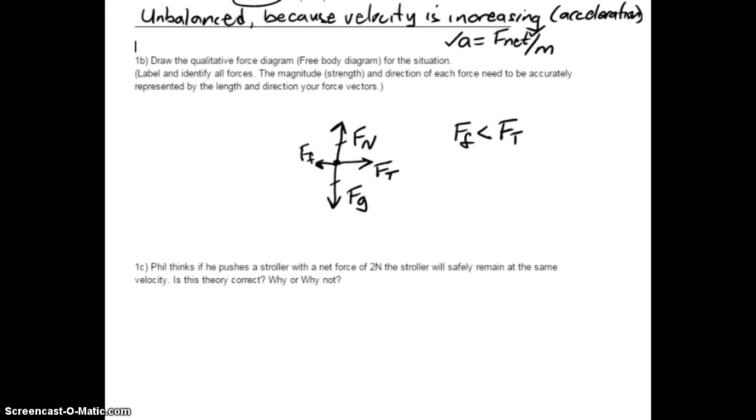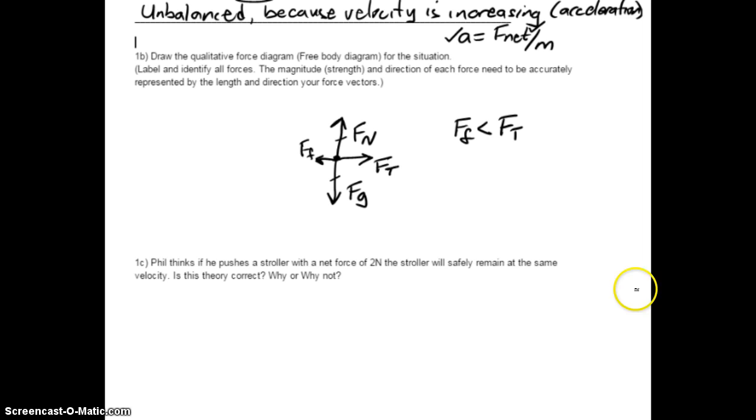Scrolling to the bottom of the page, we had our one more follow-up question here. And there were a couple of different versions, but let me read this one. Phil thinks if he pushes the stroller with a net force, and the important part here is net force, of 2 newtons, the stroller will safely remain at the same velocity. Is this theory correct? Why or why not? Well, I know that, is the theory correct? No. Okay, it's not correct.